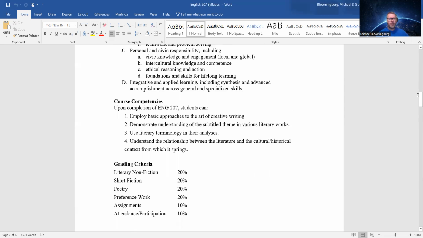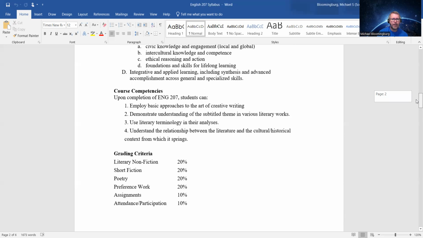Course competencies: upon completing English 207, you should be able to employ basic approaches to the art of creative writing, demonstrate understanding of the subtitled theme in various literary works, use literary terminology and analysis, and understand the relationship between the literature and the cultural/historical context from which it springs. And in one way or the other, all the work that I'm going to ask you to do is going to be focused upon those particular competencies.